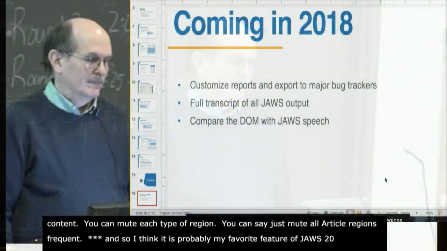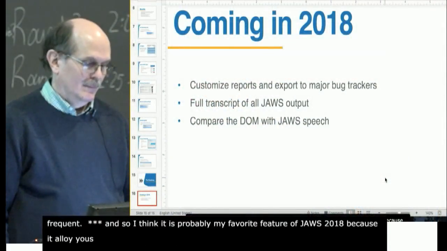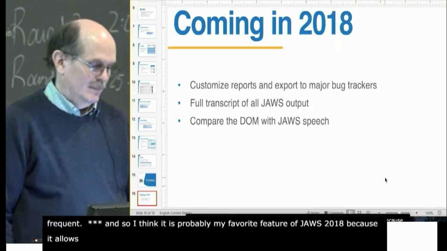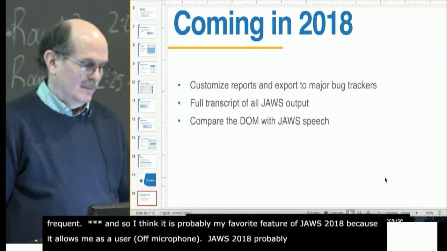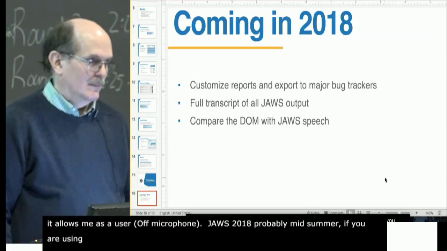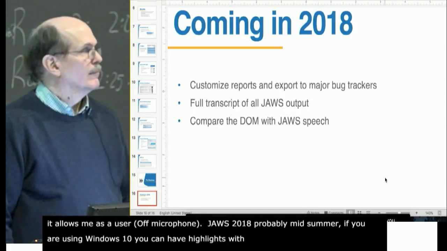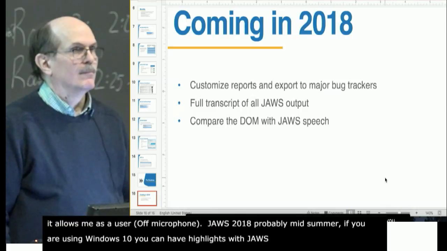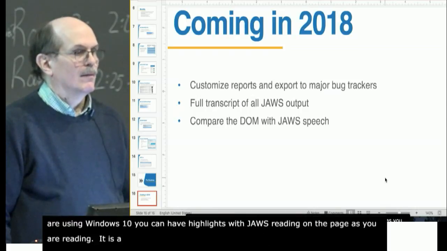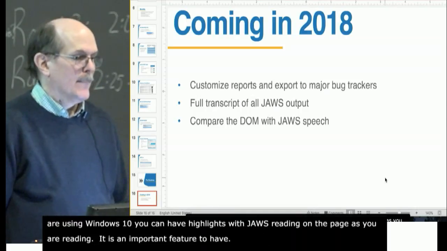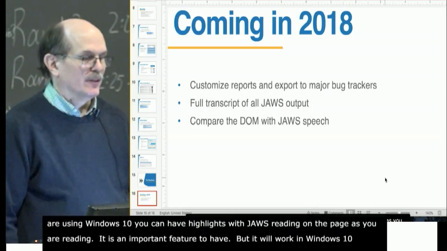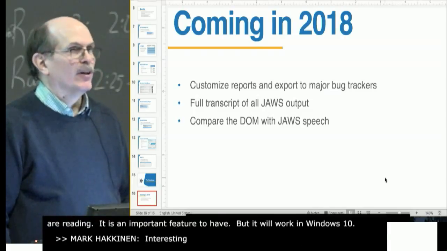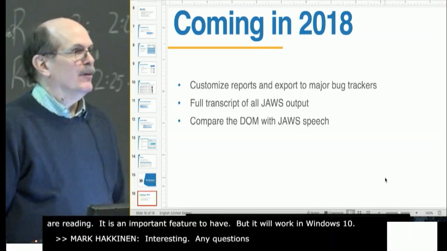And so I think it's probably my favorite feature of JAWS 2018 because it allows me as a user to reduce noise. The other feature that I think most people missed in JAWS 18, probably midsummer, if you're using Windows 10, you can actually have it highlight what JAWS is reading on the page as it's reading it. Now, it's only reading it if you're using the virtual cursor, though, but it's an important feature to have, but it only works in Windows 10. Interesting. Any questions about JAWS that Matt can answer?